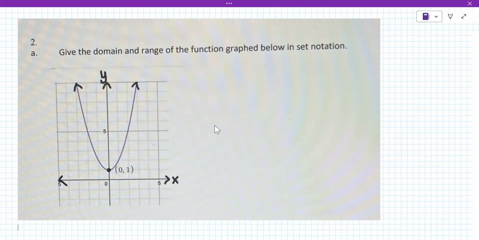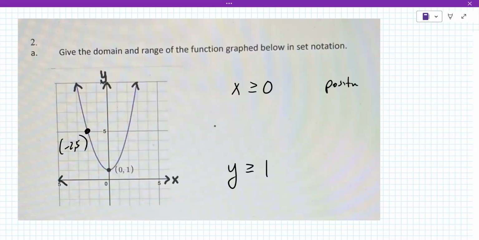Would it be x is greater than or equal to 0 and y is greater than or equal to 1? Okay, so the y is correct. Now here's what you said. You said x greater than or equal to 0. So what you're saying is x can only be positive. But what about a point over here? This point (-2, 5). What's the x value there? Negative. So that's out.